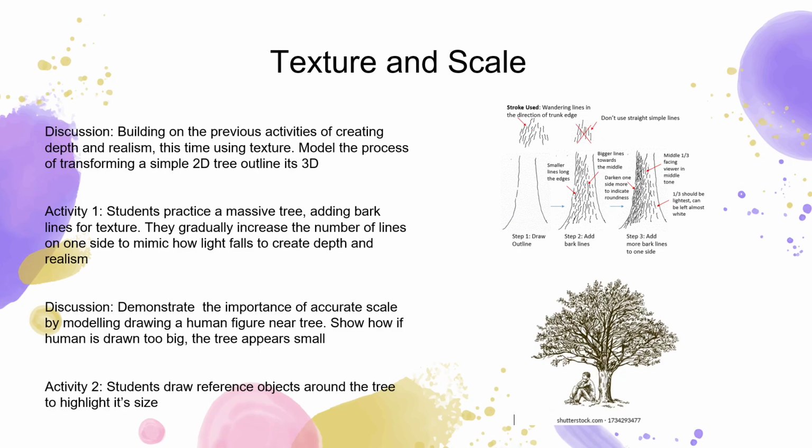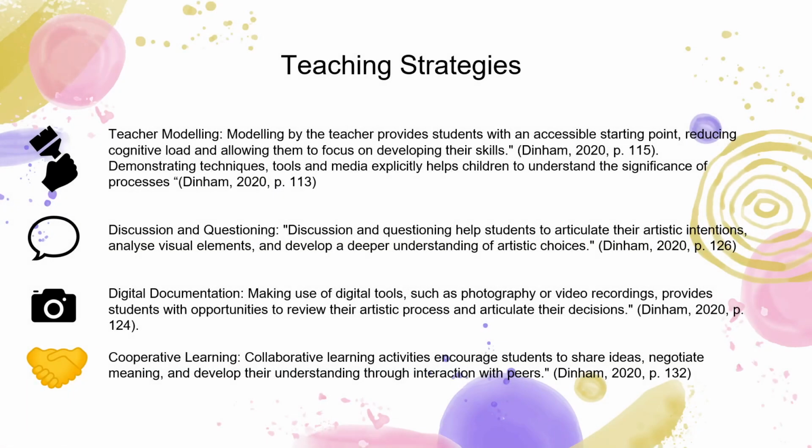In the next activity, the teacher will present a mock drawing of a human standing next to a tree, where the human is nearly the same size as the tree. This will illustrate how incorrect scale affects realism. Students will add reference objects like people, rocks, or animals around their previous drawn tree to create a realistic sense of scale. These are the teaching strategies used throughout the unit.